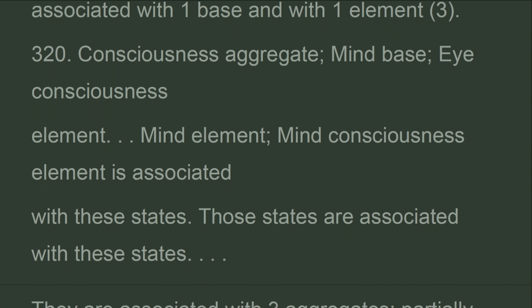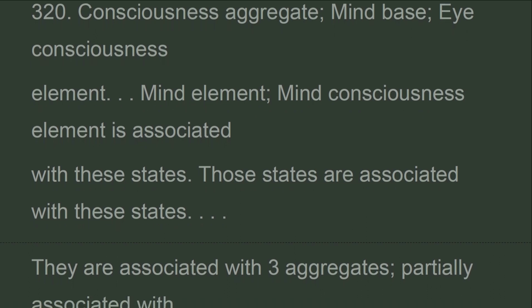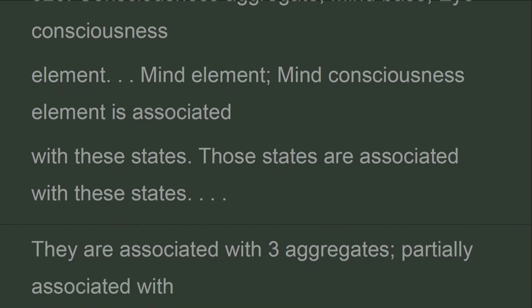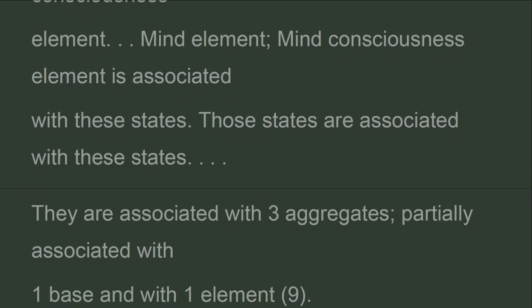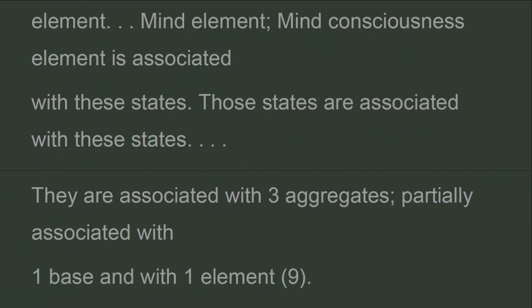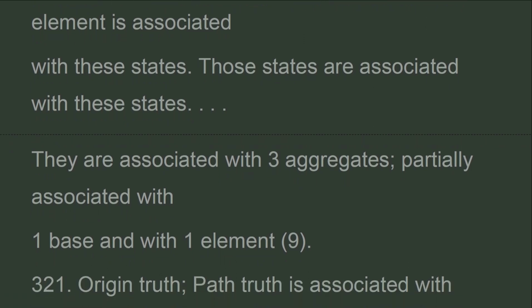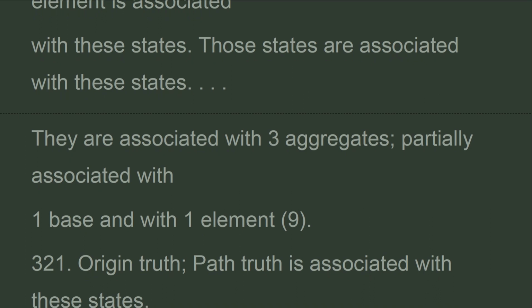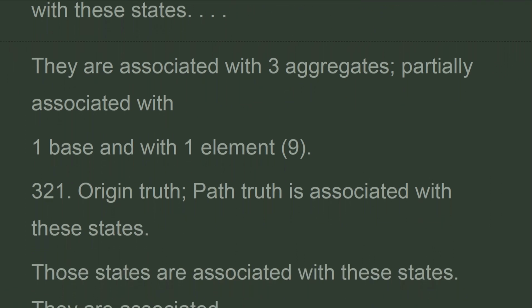320. Consciousness aggregate. Mind base. Consciousness element. Mind element. Mind consciousness element is associated with these states. Those states are associated with these states. They are associated with three aggregates. Partially associated with one base and with one element.